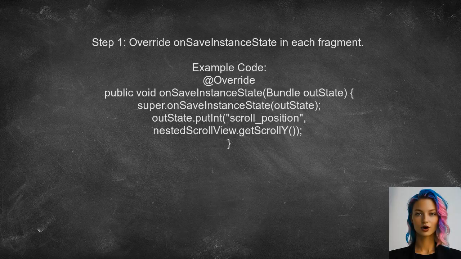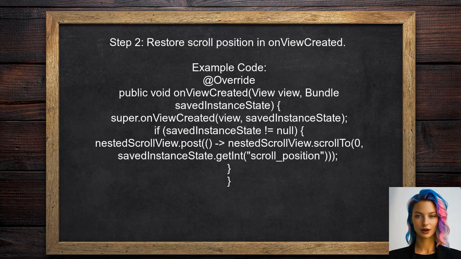To maintain the scroll position of the nested scroll view when switching between fragments, the user should first override the onSaveInstanceState method in each fragment. This will allow the user to save the scroll position. Next, the user needs to restore the scroll position in the onViewCreated method of the fragment. This ensures that when the fragment is recreated, it will scroll to the saved position.